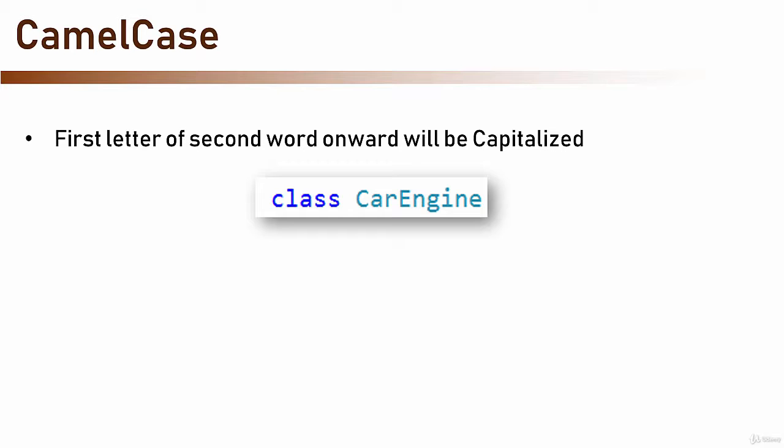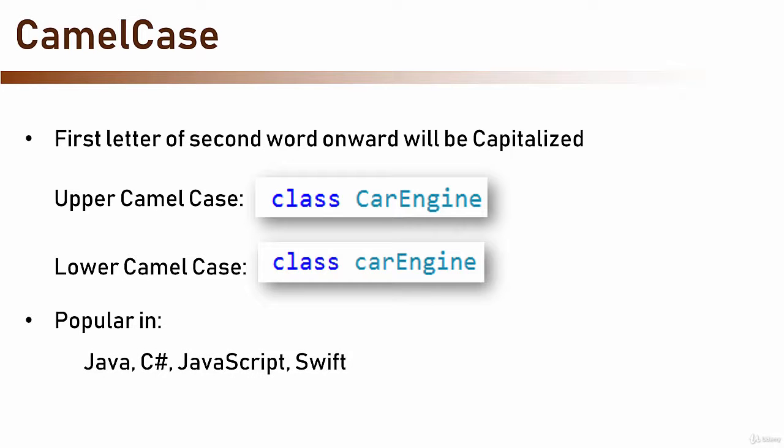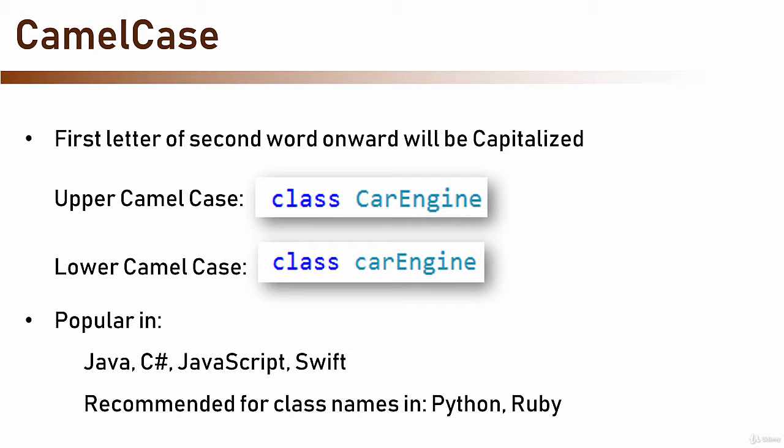There are two variants of camel case, upper camel case and lower camel case. The difference between them is the casing of the first letter of the first word. As you can guess, with upper camel case it will be capitalized, while in lower camel case it will not. The camel case convention is very popular in Java, C#, JavaScript, and Swift, and is also recommended for class names in Python and Ruby.